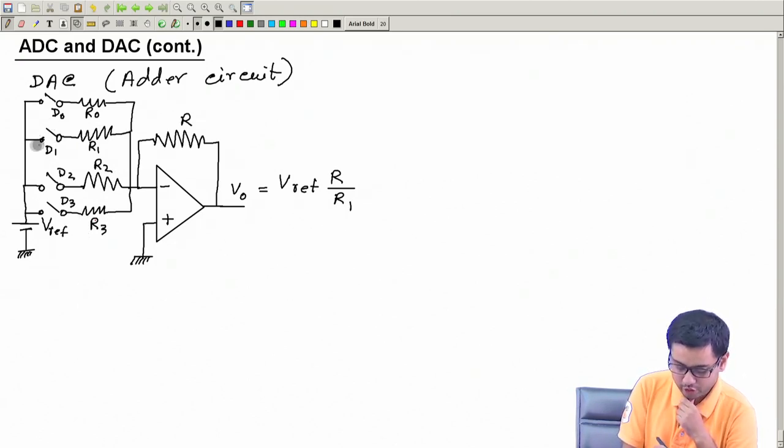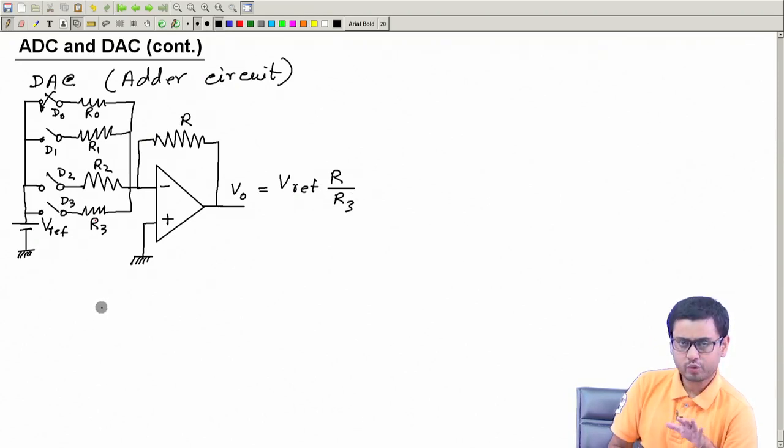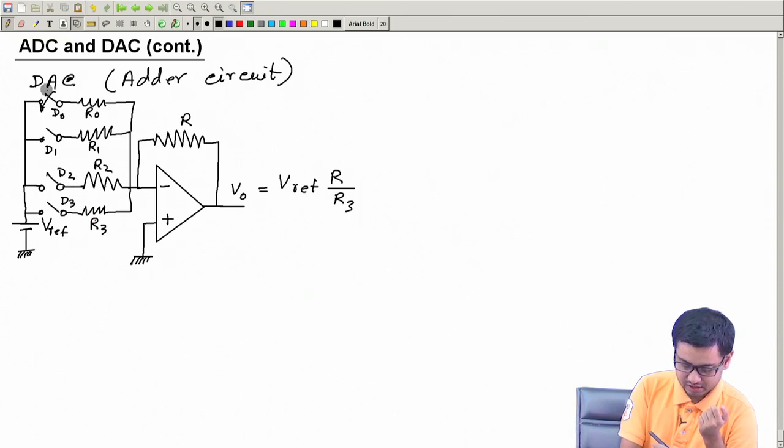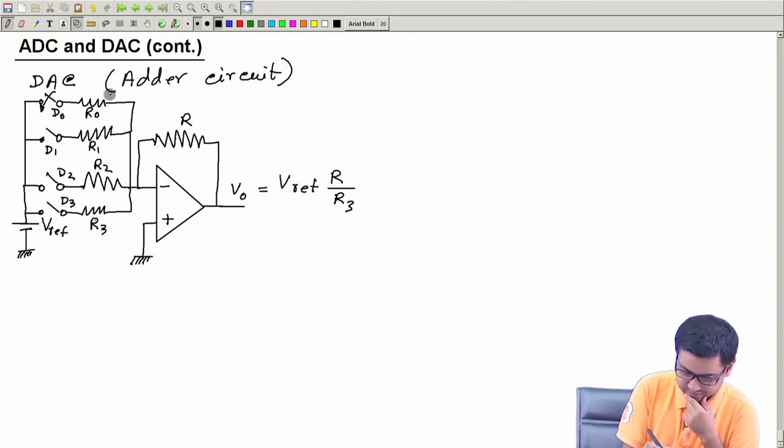Now, if you connect only one of them, say only D0, then the other resistances are hanging or floating and have no effect in the circuit at all, and the output will simply be R by R0 Vref. Similarly, if you connect only this one, the output will be this. If you connect only D3, the output will be this. But what will happen if you connect several of them together? Let us see that.